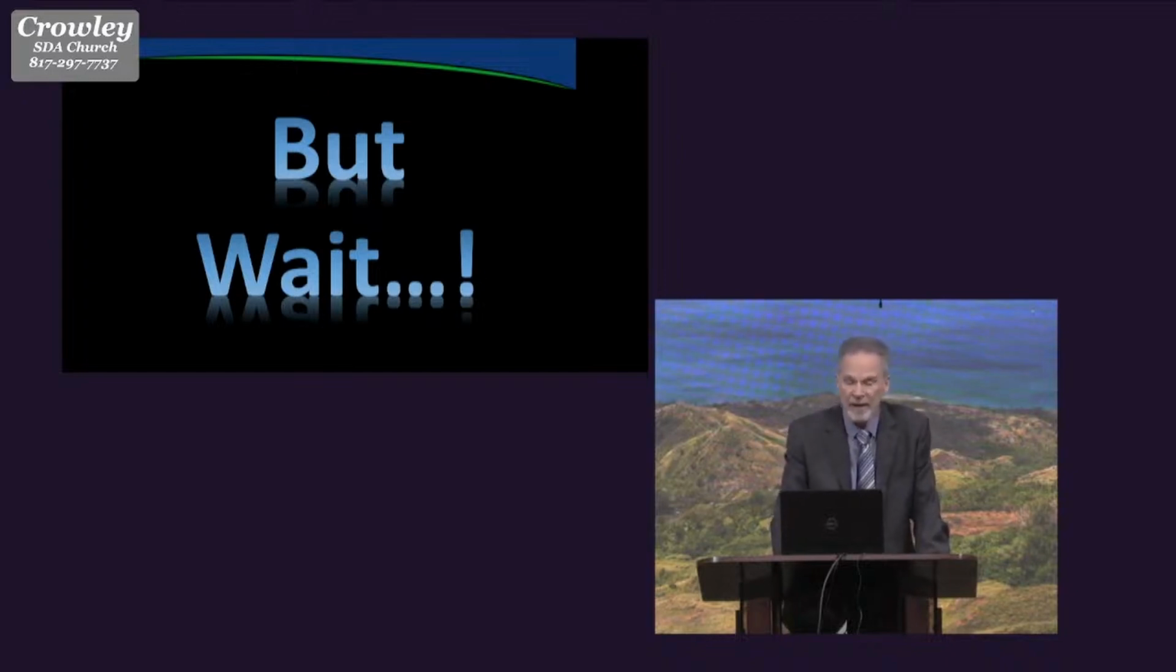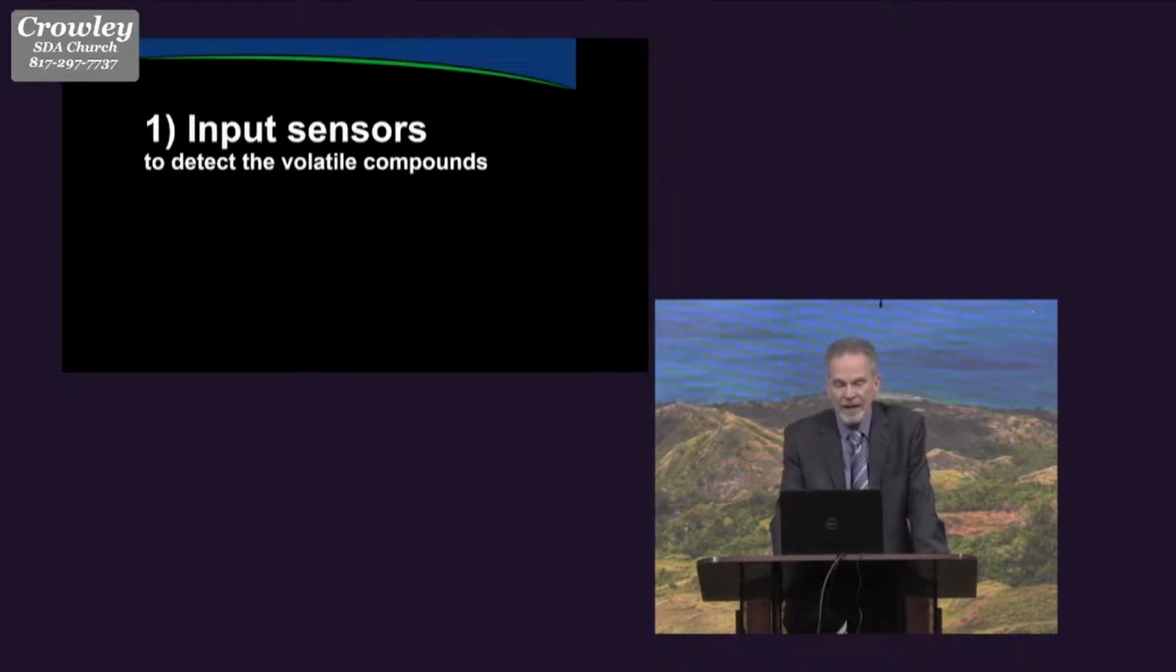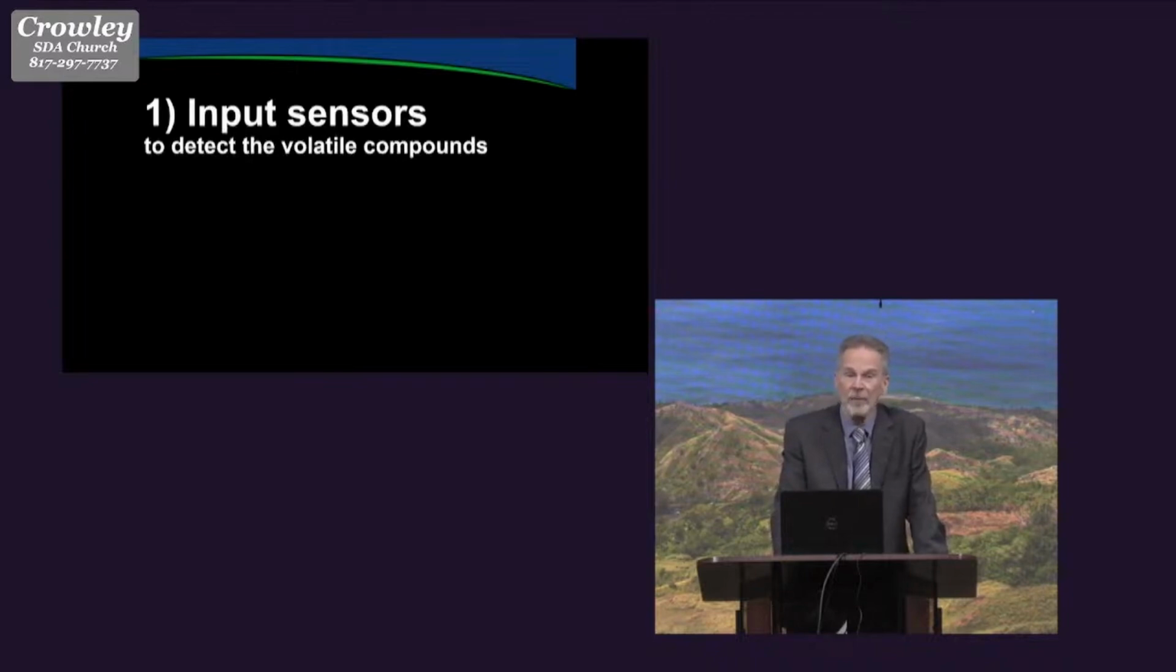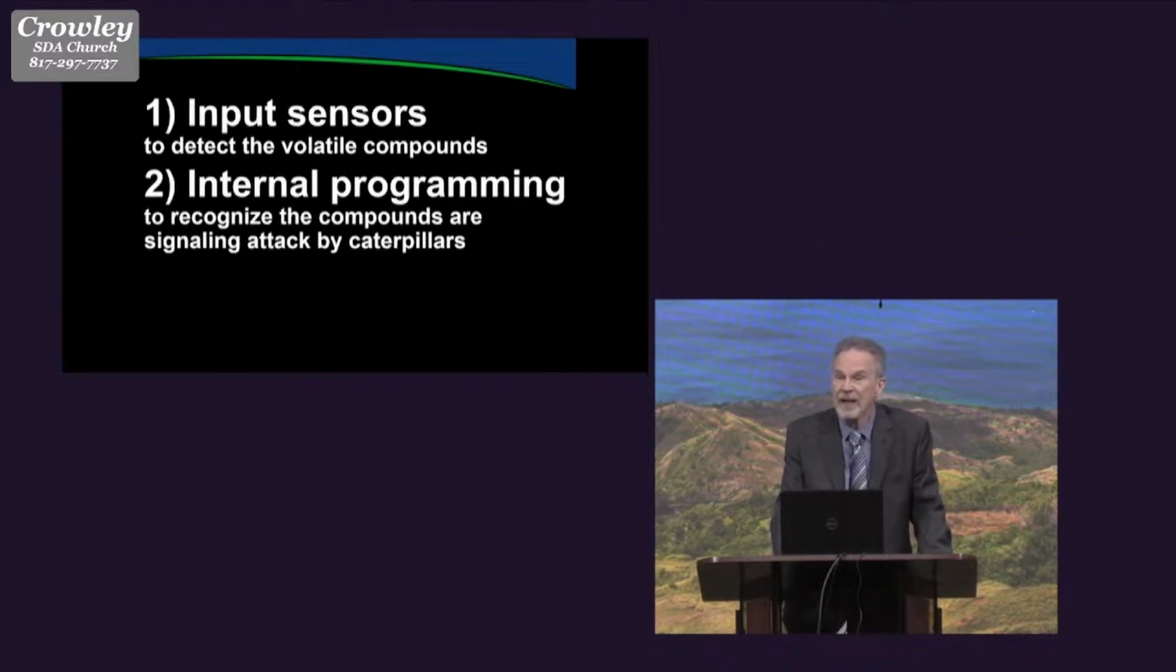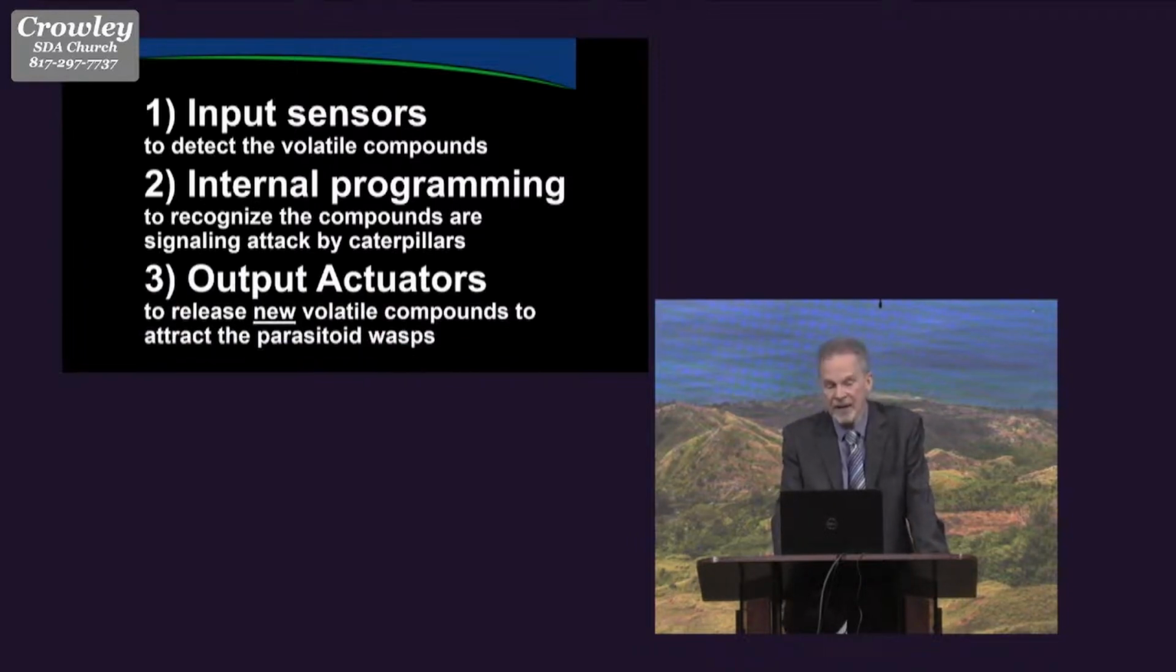The other corn plants have to have input sensors to detect the volatile compounds from the first plant. They have to have internal programming to recognize that compounds are signaling an attack by caterpillars. And then they have to have output actuators to release new volatile compounds to attract the parasitoid wasps. A 2-stage organic pest control system, you say.